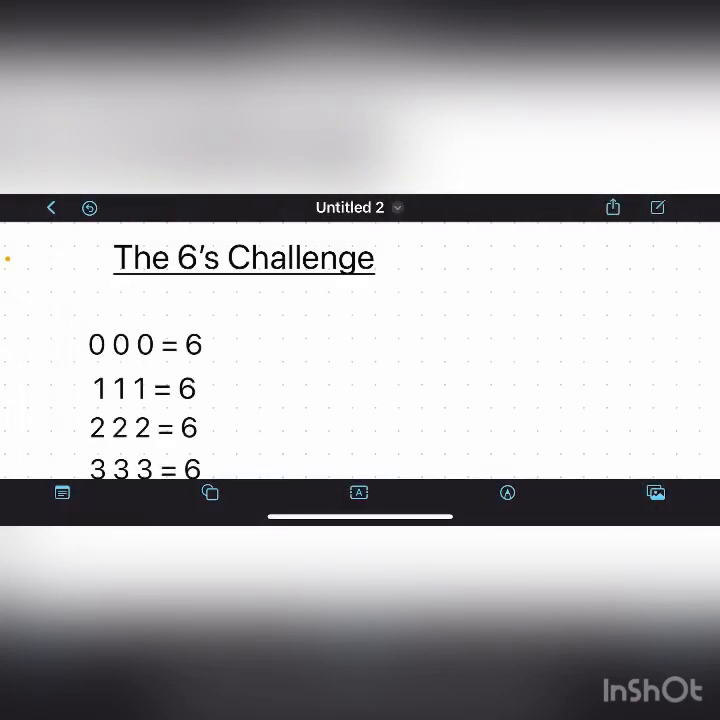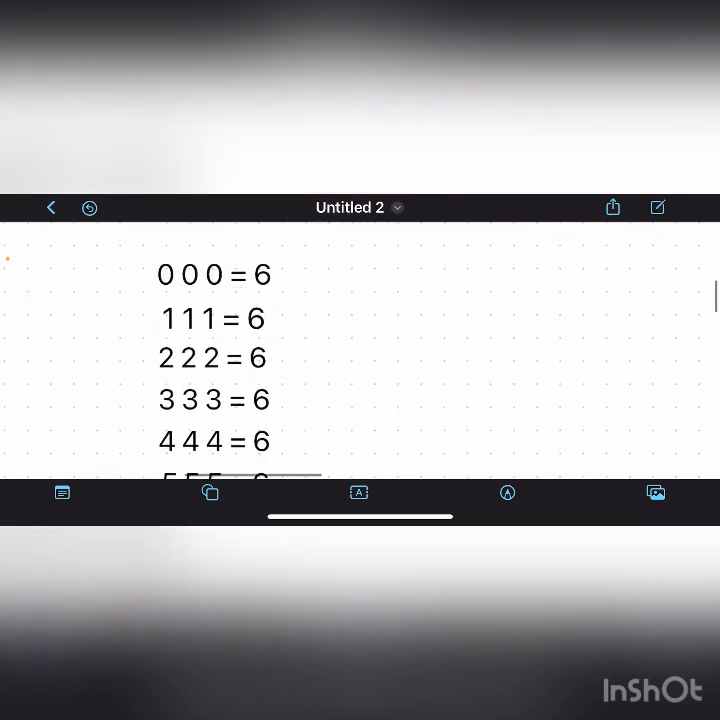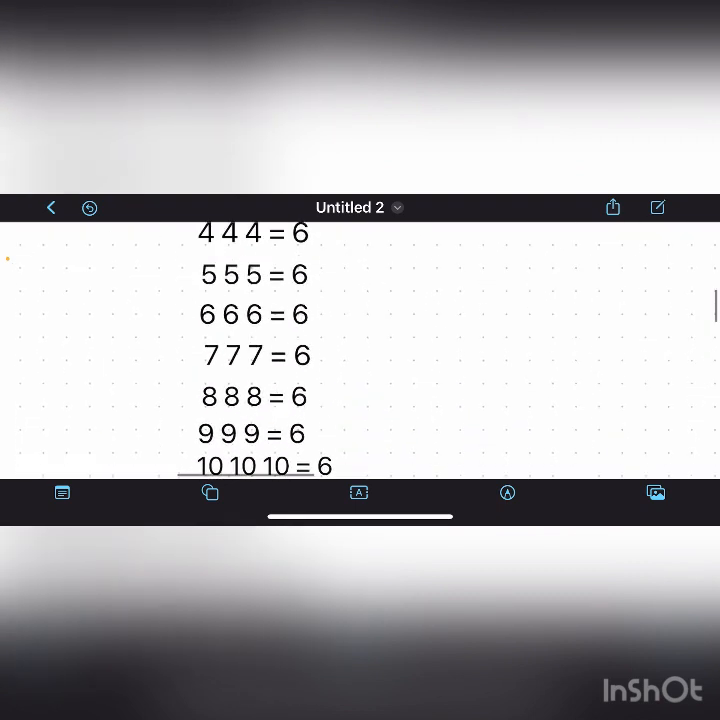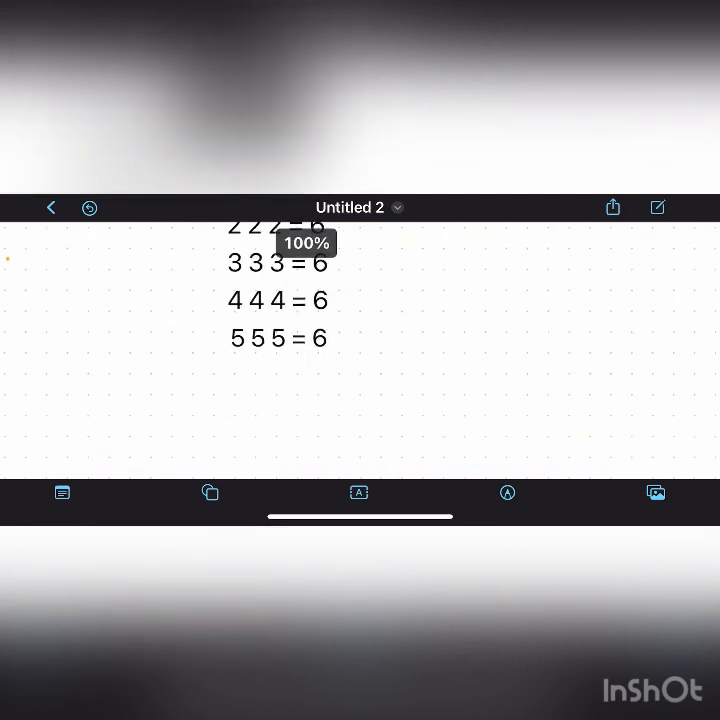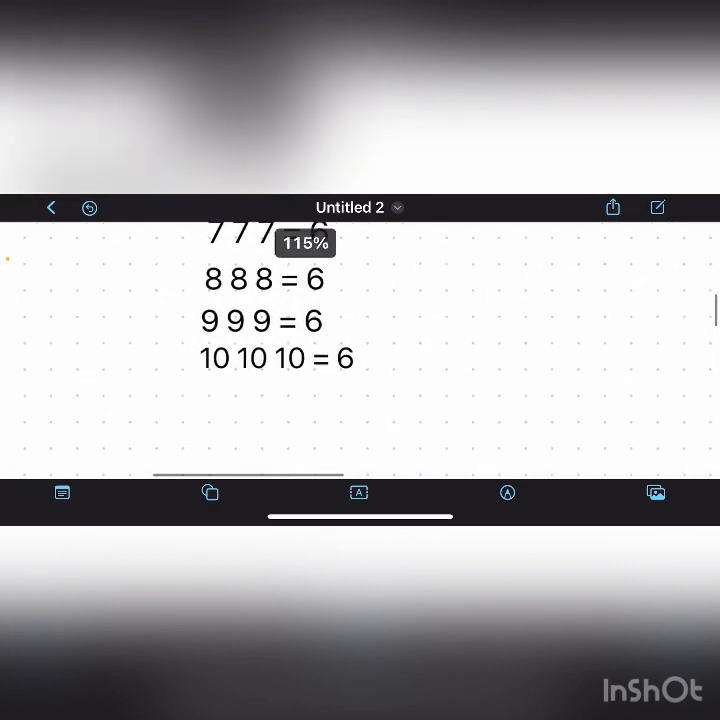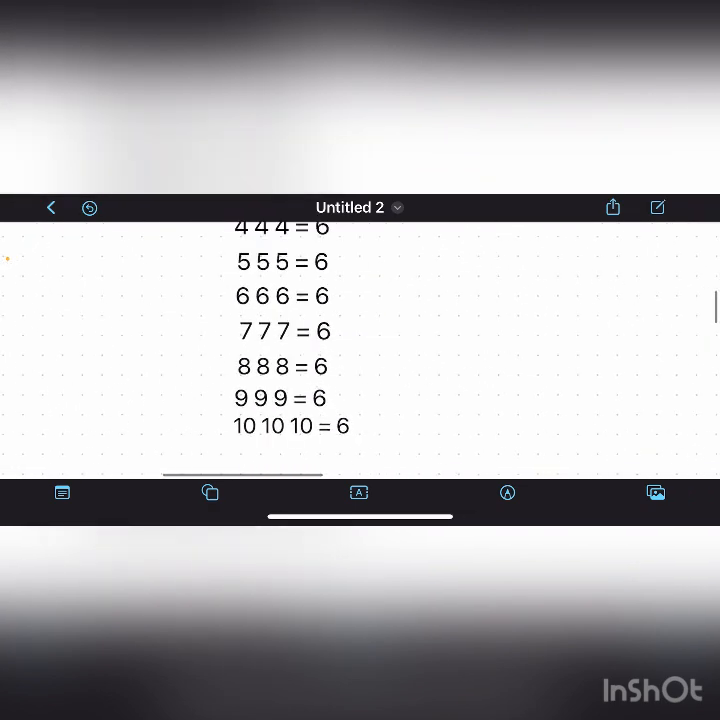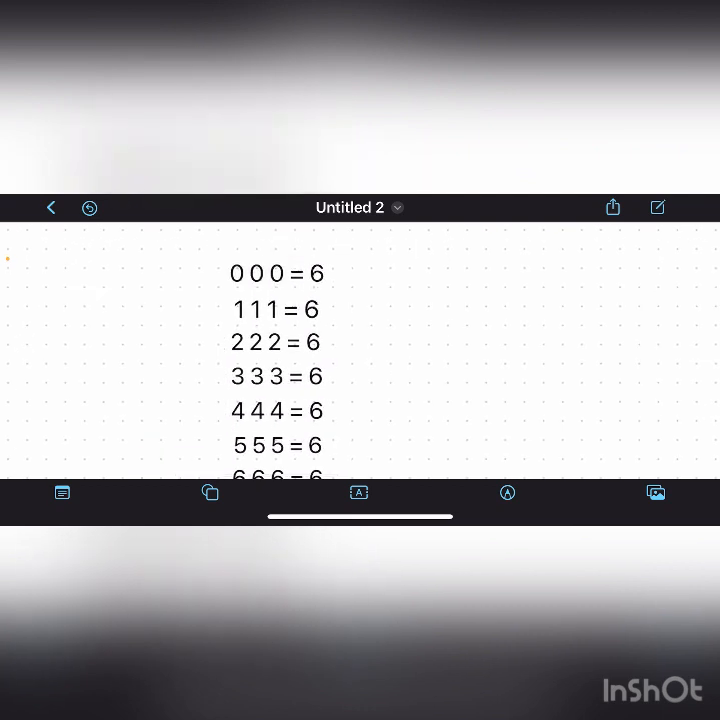Hello everyone, in today's video we're going to learn how to solve the 6's challenge. As you can see, the 6's challenge is basically a set of 11 numbers, and there's 3 of each of that number and it has to equal 6. So for example, 0, random operation, 0, random operation, 0 equals 6, and 1, 1, 1, 2, 2, 2, 3, 3, 3, and it goes all the way up to 10, 10, 10. I'm going to be showing you today what the operations are to use to solve this challenge.